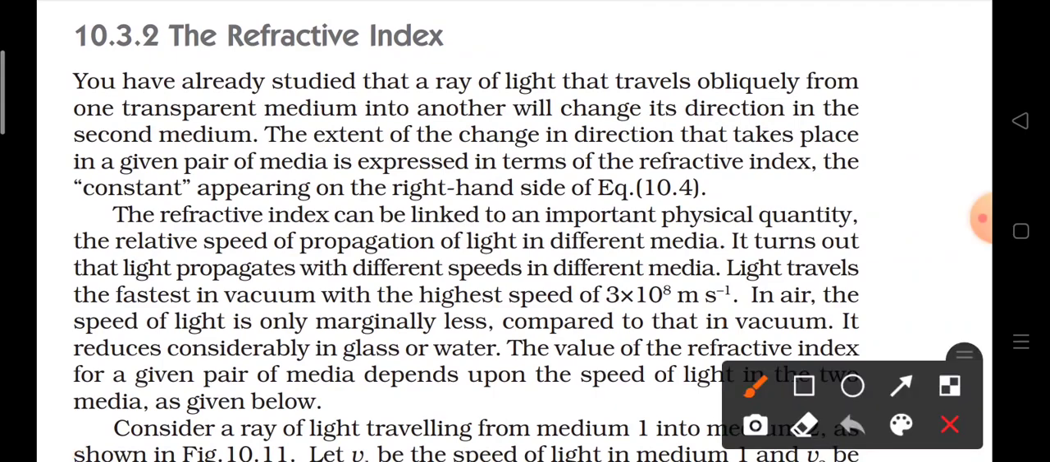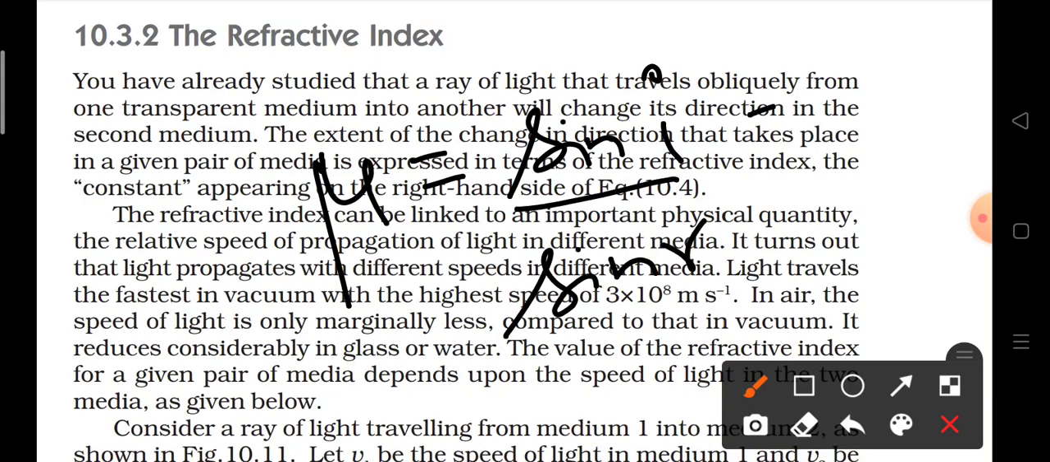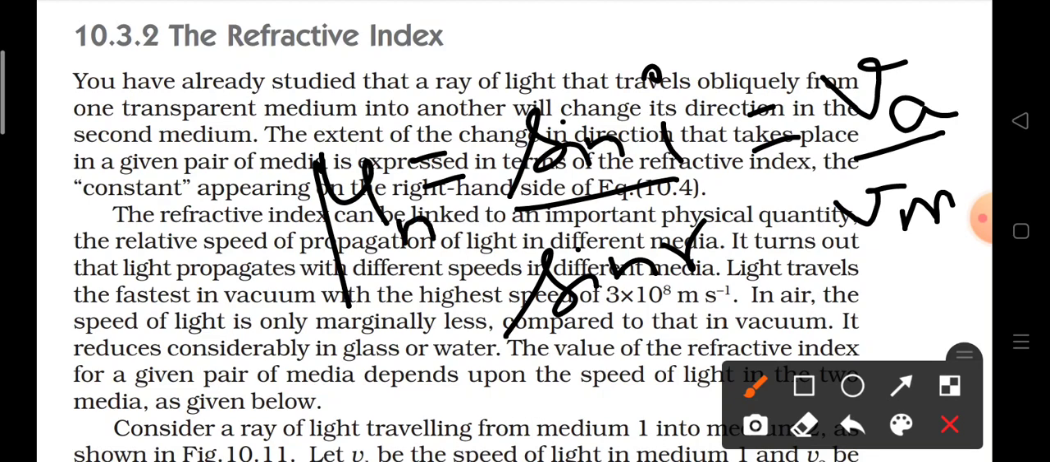Now what is refractive index? We have discussed that it is the sine of the angle of incidence to the sine of the angle of refraction. It is represented by mu. It is written either as the sine of the angle of incidence to the sine of the angle of refraction, or as the velocity of light in air to the velocity of light in the particular medium. If it is the refractive index of a particular medium with respect to air, then it is known as the absolute refractive index.